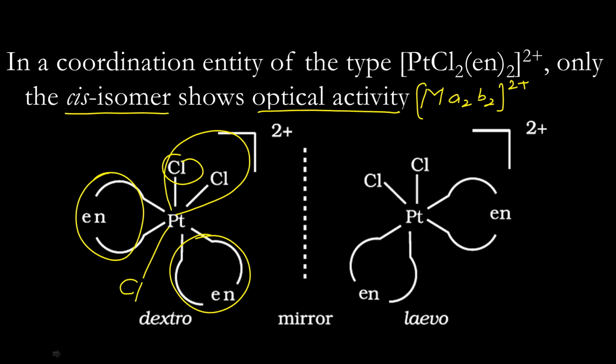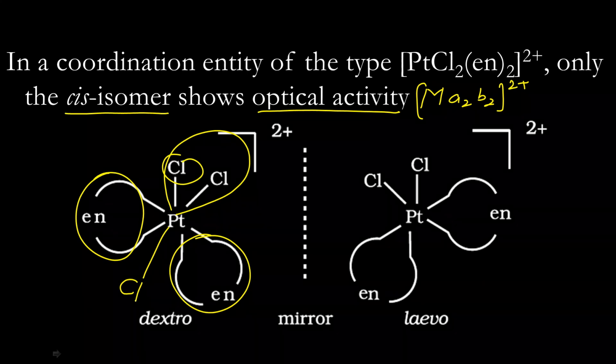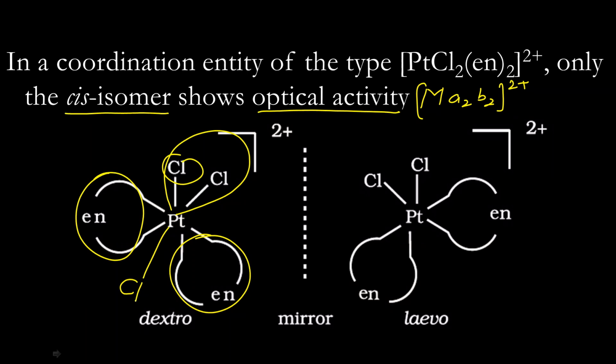In many of the questions, there will be: which one out of the following will show stereoisomerism. The trans form in many cases will not show stereoisomerism because that will be superimposable. The cis form will show stereoisomerism.